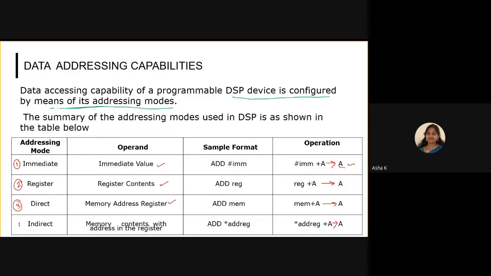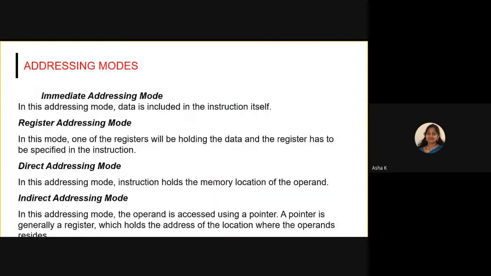The fourth one we have here is indirect addressing mode. In indirect addressing mode, the memory content whose address is in the register will be added. In this example, with an asterisk mark, star address register, the content stored at the address register's location is added to the accumulator register and again stored in accumulator A. So these are the sample formats for the addition instruction in programmable digital signal processing devices. Then we have the explanation of each general data addressing mode.